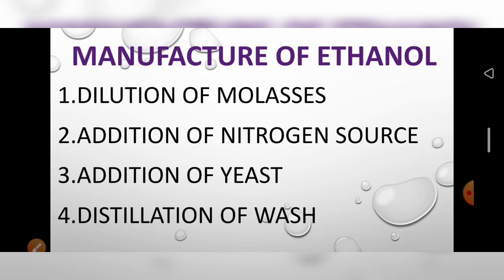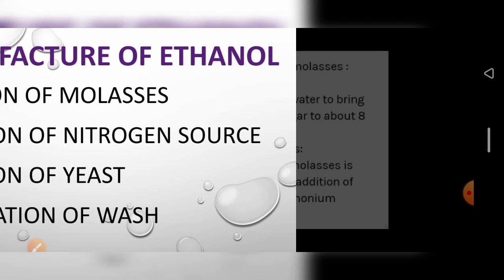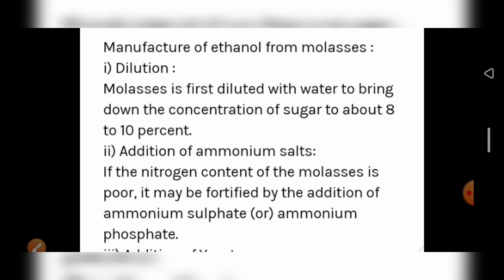It is converted into ethanol by the following steps, that is dilution of molasses, addition of nitrogen source, addition of yeast and distillation of wash. First we go to dilution of molasses. Okay, first dilution. Molasses is first diluted with water to bring down the concentration of sugar to about 8 to 10%. That is, the concentration of 30% is decreased to 8 to 10% by using water.